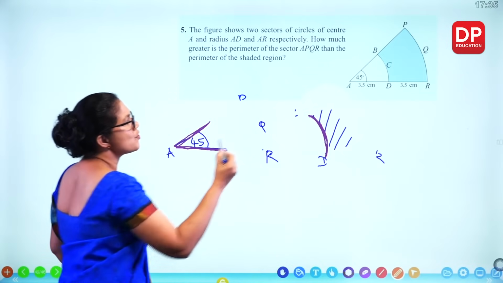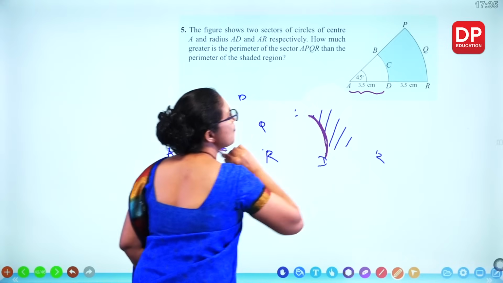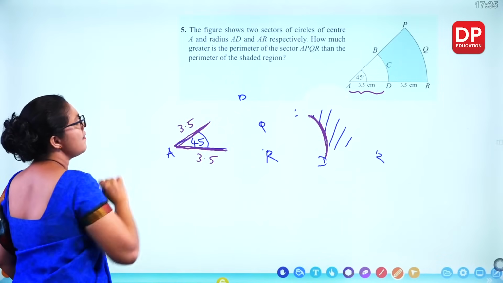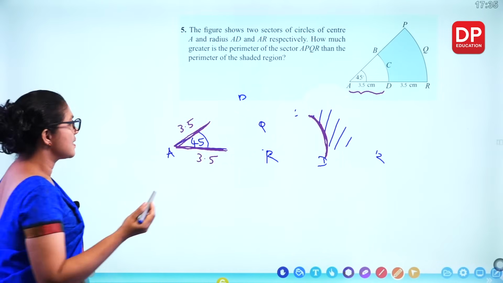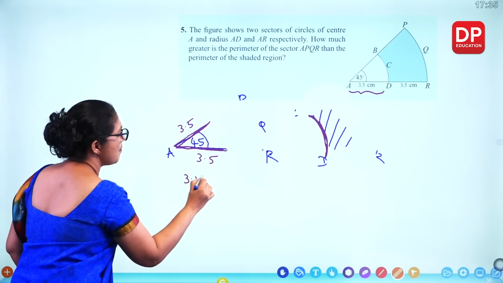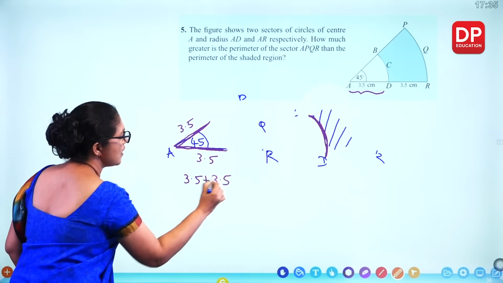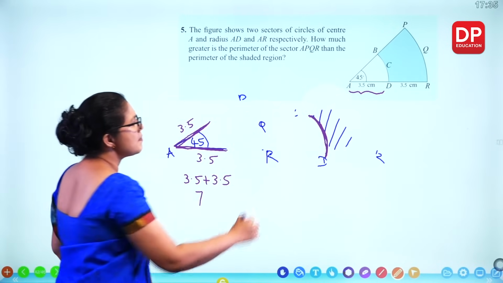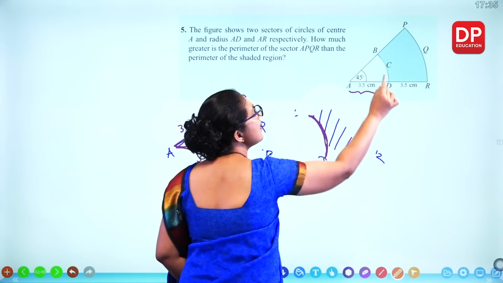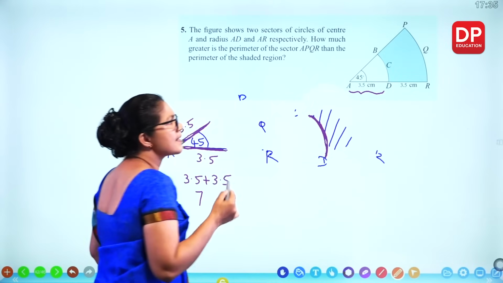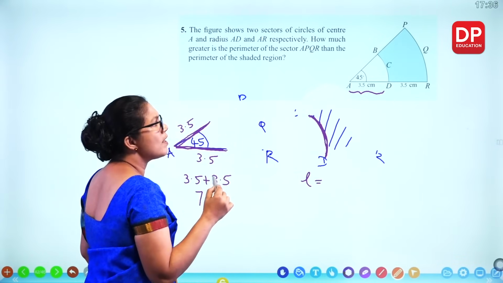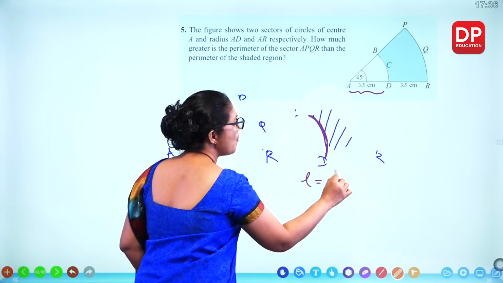So here can you see this length is 3.5. So this is 3.5, this is 3.5. What's the total distance? 3.5 plus 3.5, you get 7. What about this one? This means the arc length of the smaller sector. So we can easily find out the arc length of the smaller sector using the formula.